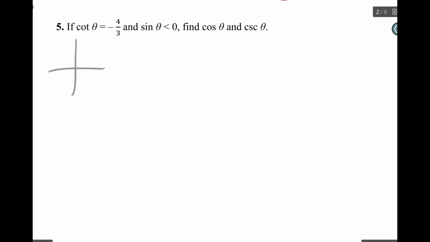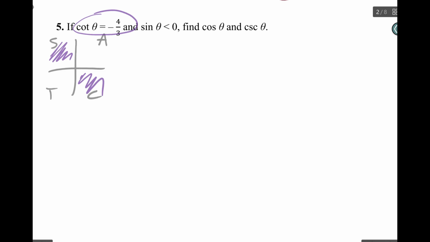Cool. So here, let's go ahead, all students take calculus. Let's figure out which quadrant we're going to be working in. Then I'll know whether things should be positive or negative. So cotangent is negative. That means tangent also is negative. It's the same numbers, just reciprocal. So this is going to be either in this quadrant or this one. That is where cotangent's negative.